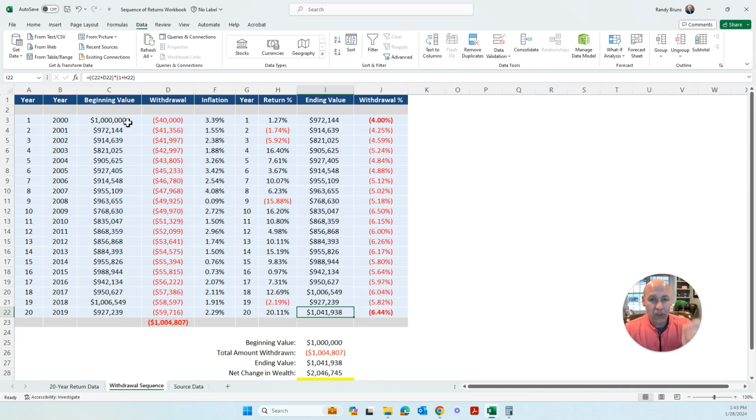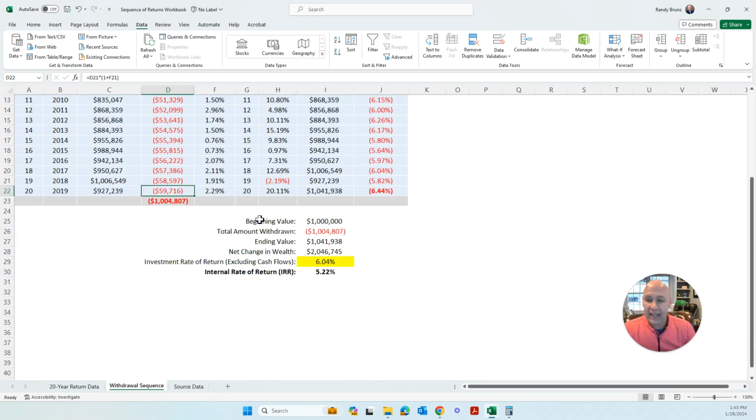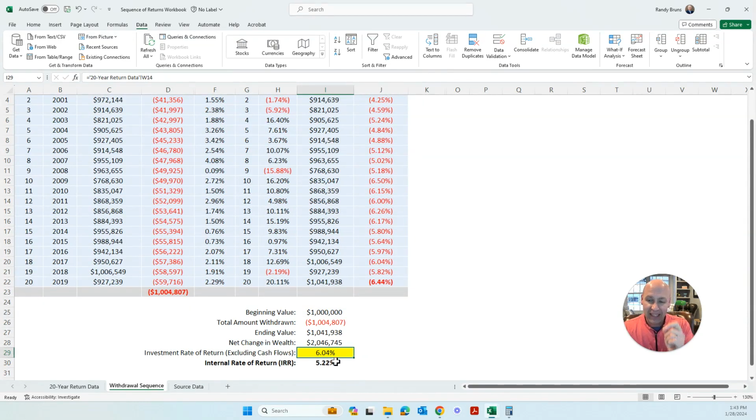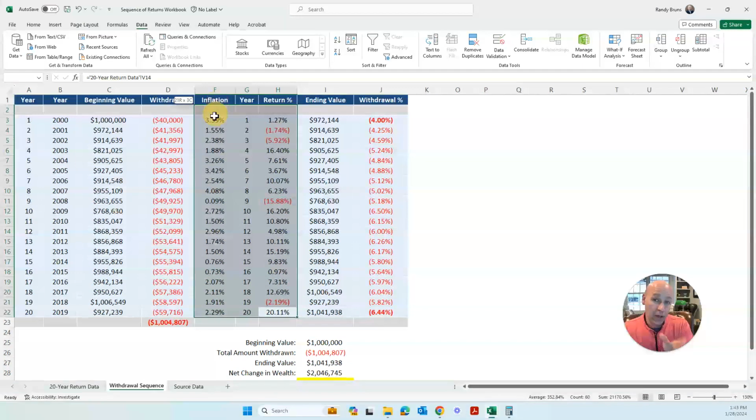$1,041,938, which is growth on paper, but it's actually a loss in purchasing power, because now you're taking out $59,716 from a portfolio that's worth $1,041,000. That's a 6.44% withdrawal. Over the entire 20-year period, the average annual rate of return, if you didn't have any cash flows in or out, was 6.04%. But when you consider the cash flows in or out, your internal rate of return was 5.22%.